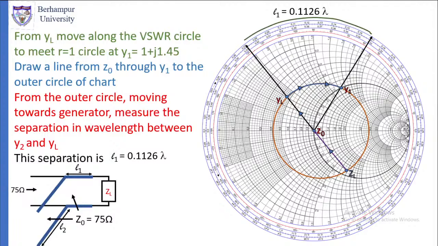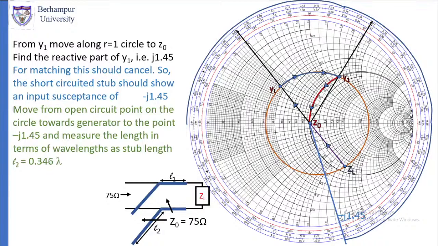So there is no change in length. The only change is in the stub length. From Y1, move along the R is equal to 1 circle to Z0. Find the reactive part of Y1, which is 1.45. For matching this, we should cancel 1.45. So the stub length should be such that it offers an input susceptance of minus J1.45.